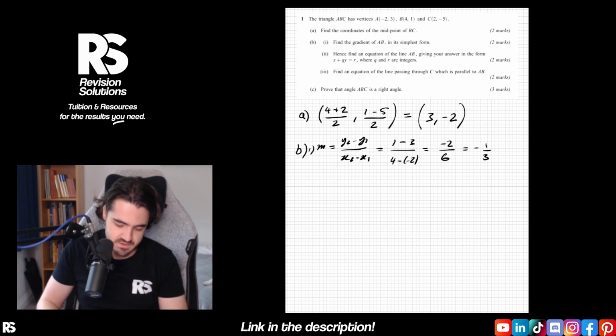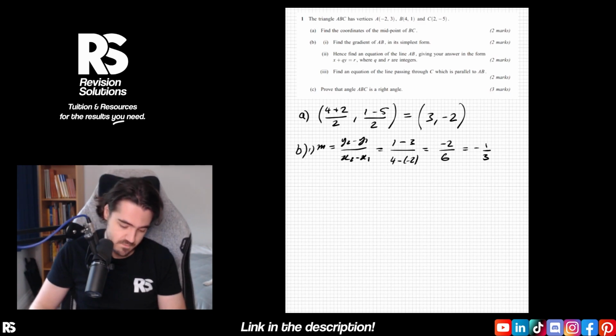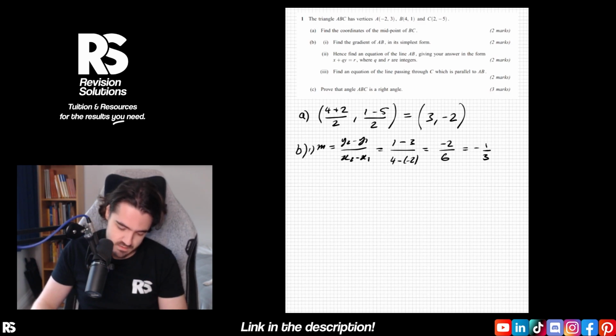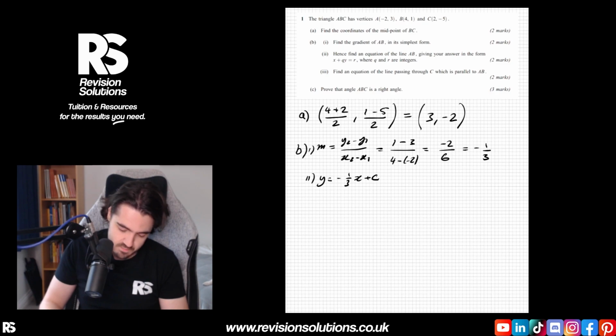Then for part 2, it says, hence find an equation for the line AB, giving your answer in the form x plus qy equals r, where q and r are integers. So we need to just find the actual equation now. We already have the gradient, so we know y equals minus 1/3 x plus c. And we can sub in either point A or B, because we know those are going to lie on the line. I'm going to pick point B. So let's use (4, 1).